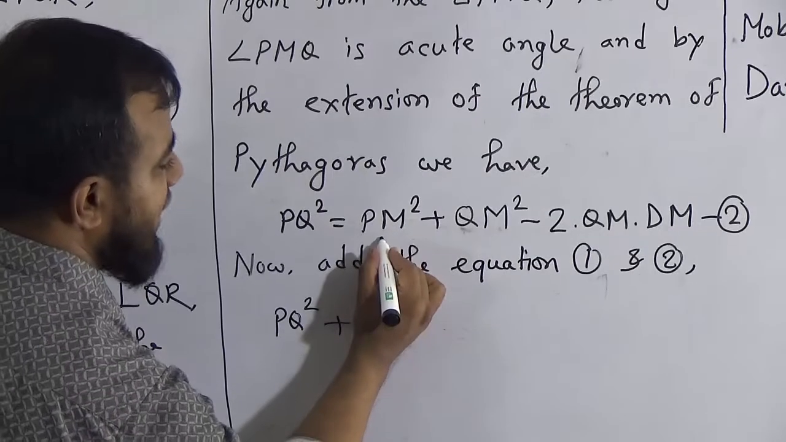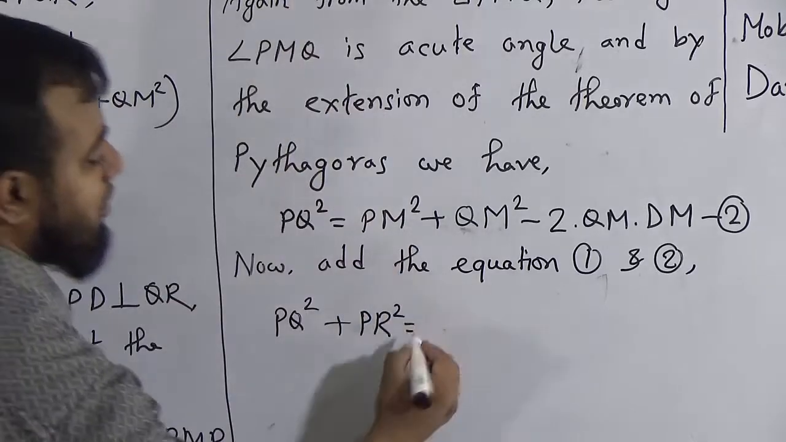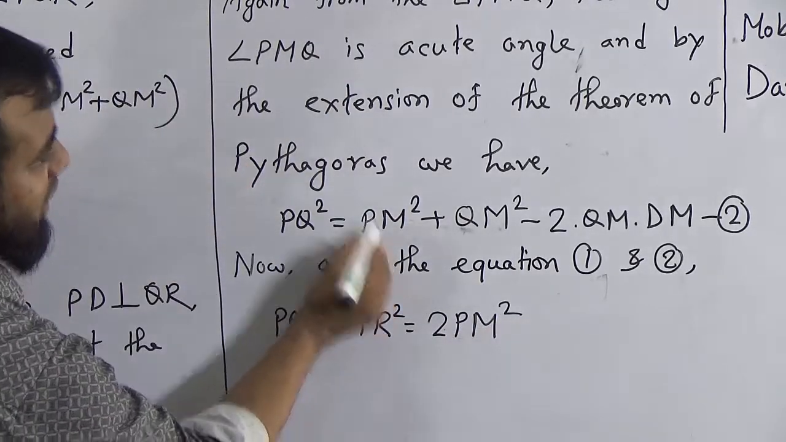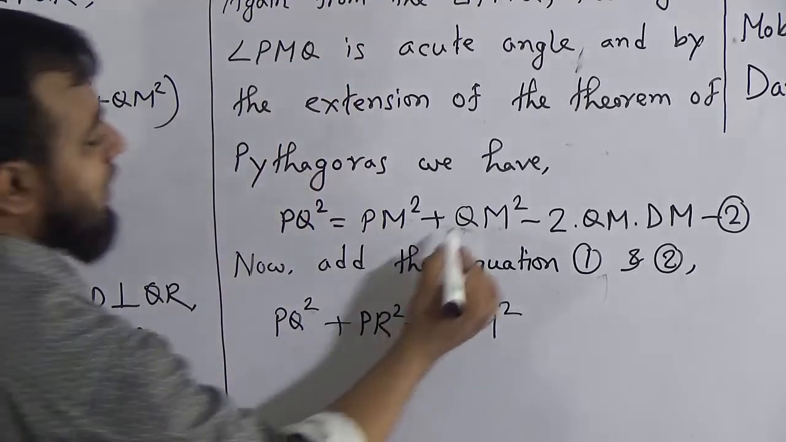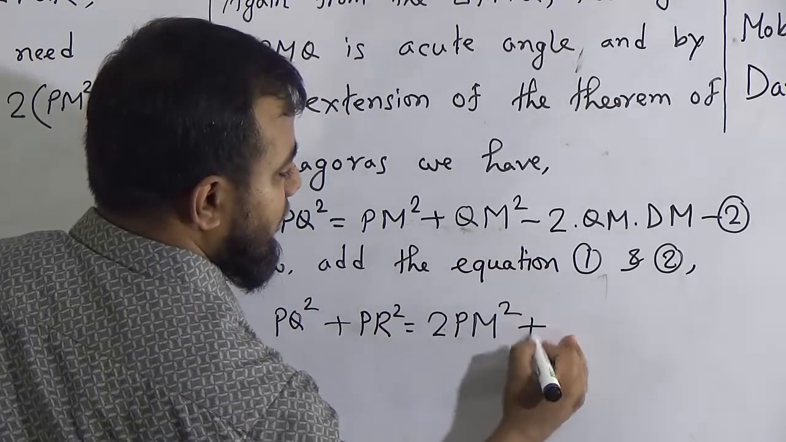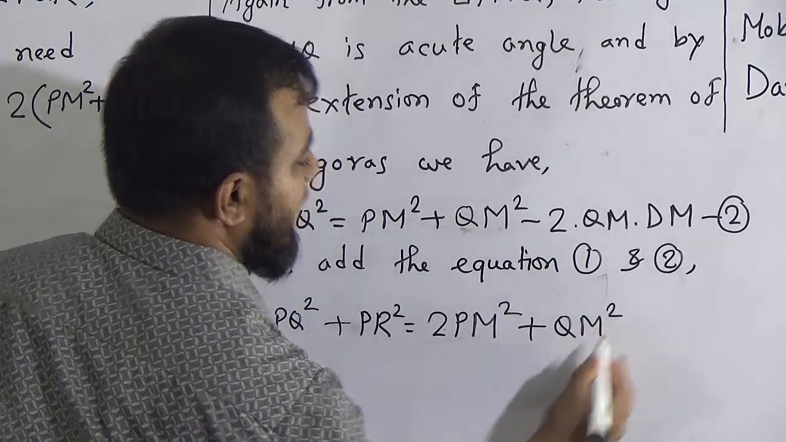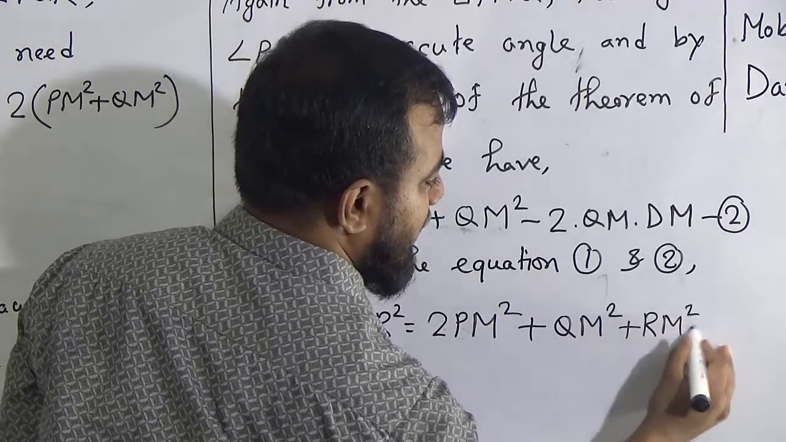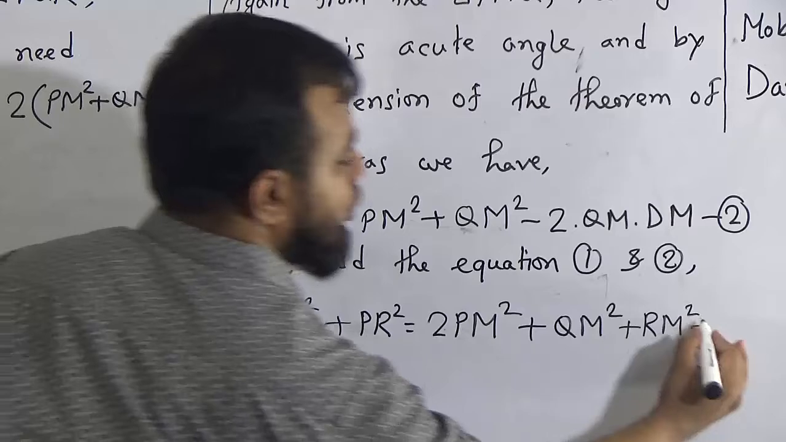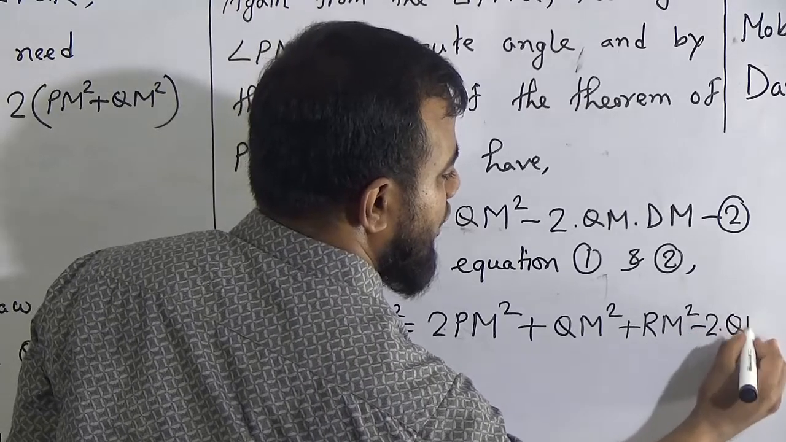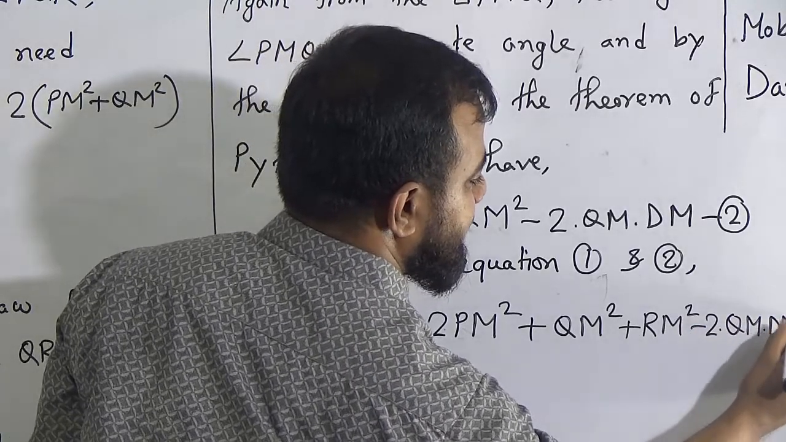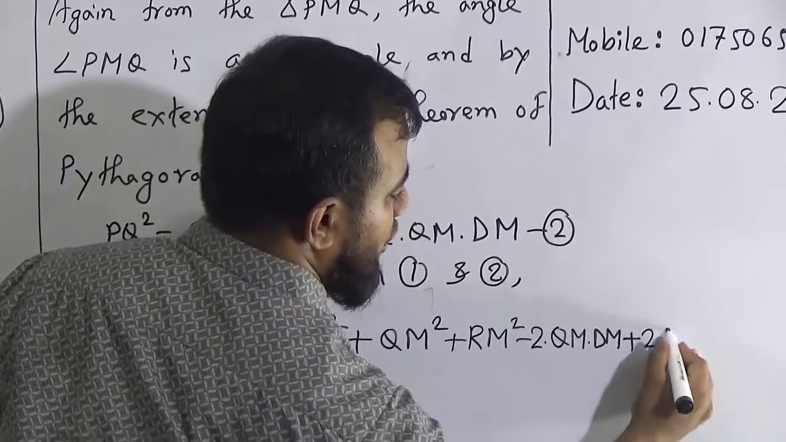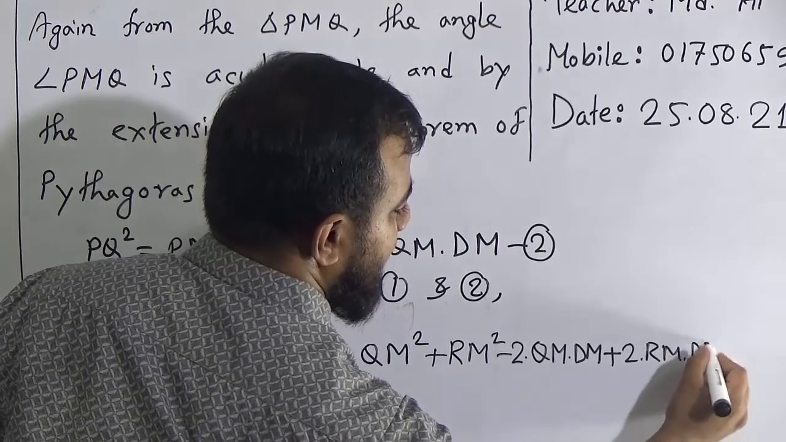Write it down. It's PM square and PM square, which will be 2PM square. Now QM square plus QM square plus RM square plus RM square. Now minus 2 into QM into DM plus 2 into RM into DM.